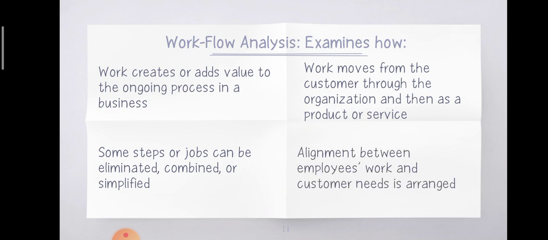Number 4, alignment between employees' work and customer needs is arranged. Workflow analysis can be used to tighten the alignment between employees' work and customers' needs. It can also help a company make major performance improvements through a program called business process reengineering. So what is business process reengineering?